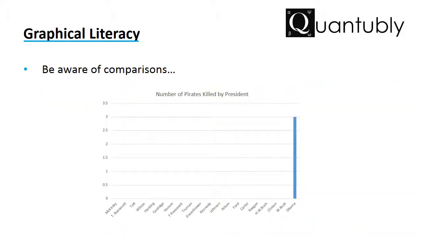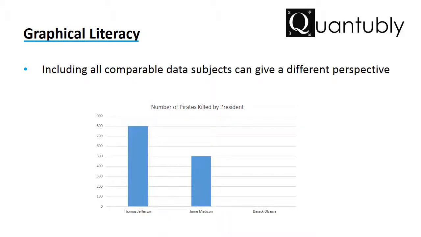When comparing data in graphs, here we show President Obama and the number of pirates he's killed in his presidency compared to other presidents, and he looks like he's exceptionally good. However, if he's compared with other presidents before those in that sample I've just shown you, he's actually very poor. So make sure you show the highs and the lows and the right averages when doing things in context.